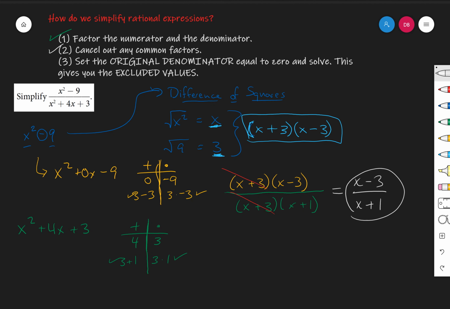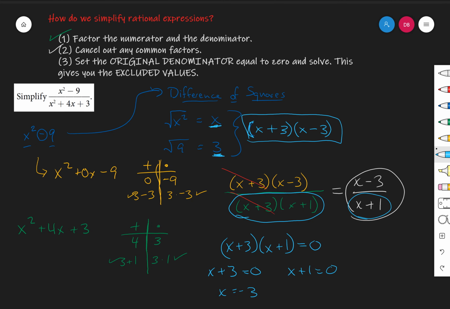That's step 2. And then we need to go back and set the original denominator. So don't make the mistake of, we do not want to set this denominator equal to 0. We want to set this denominator. Before we canceled anything out, that's what we want to set equal to 0. So we'll set x plus 3 times x plus 1 equals 0. So we'll set x plus 3 equals 0, x plus 1 equals 0, and solve. Here x is equal to negative 3, and here x is equal to negative 1.